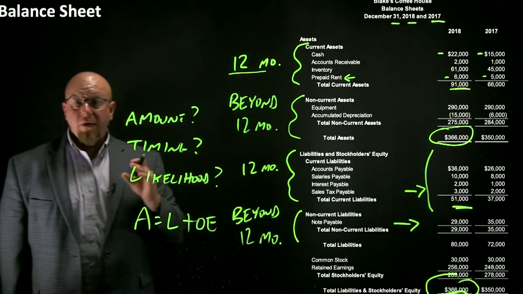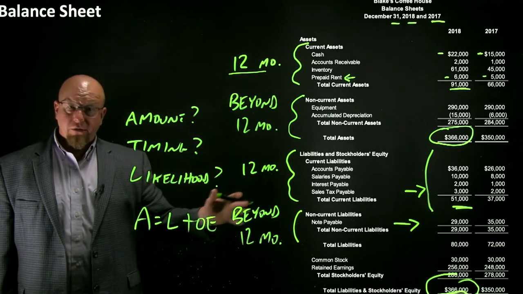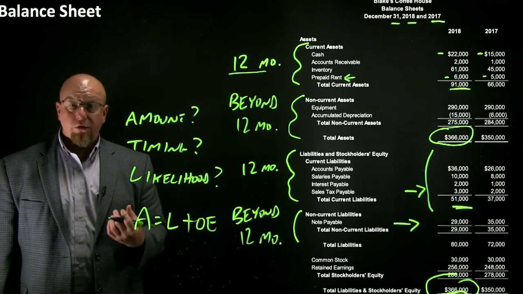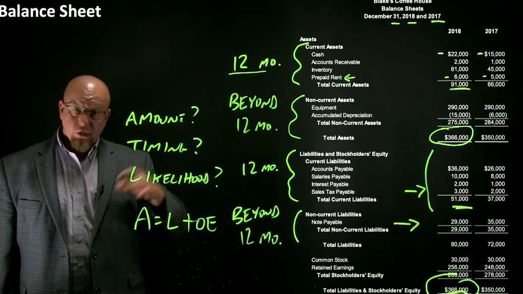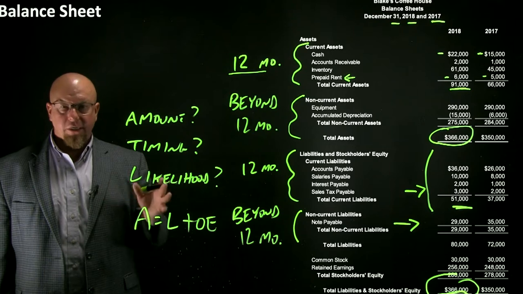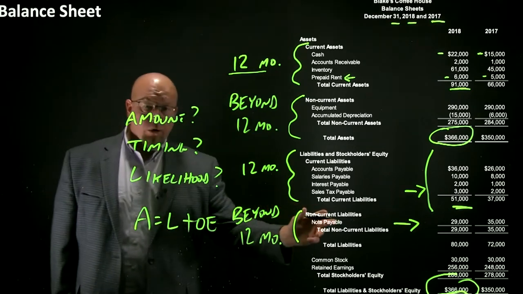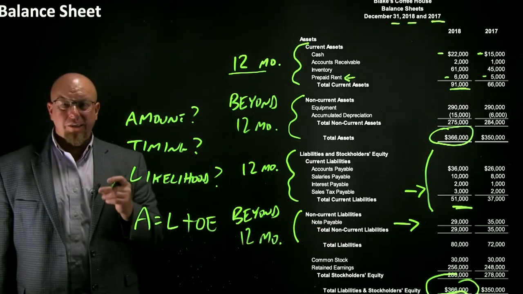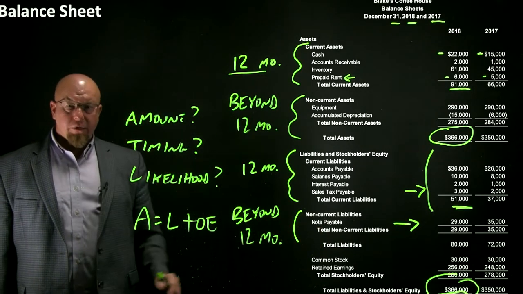Now, there will be disclosure notes at the end of the financial statements that will give us even more context regarding that long-term note payable, like the term and the monthly payments and things like that. But at the core, as we just look at the face of the balance sheet, we can see that this is going to be owed at some point in the future.